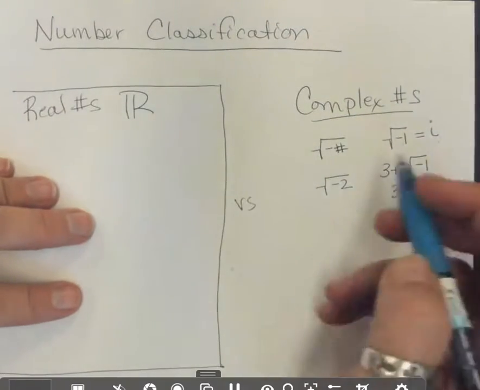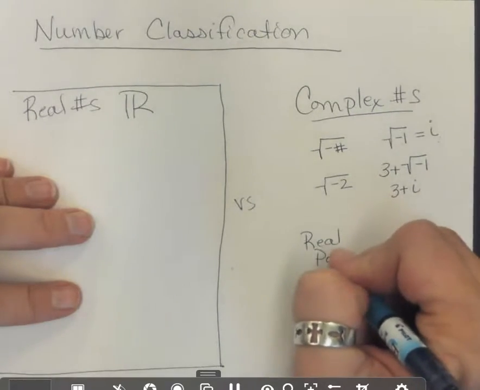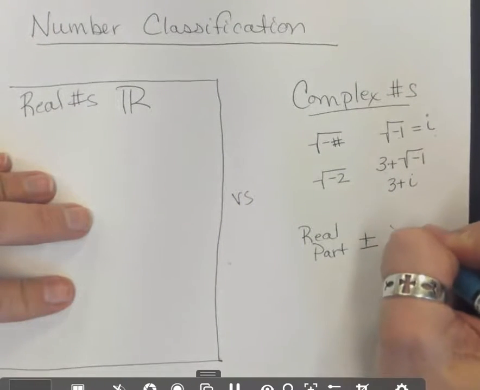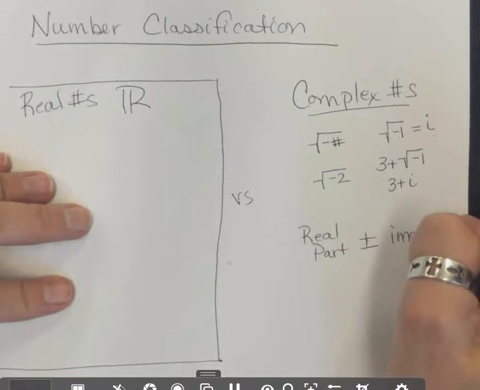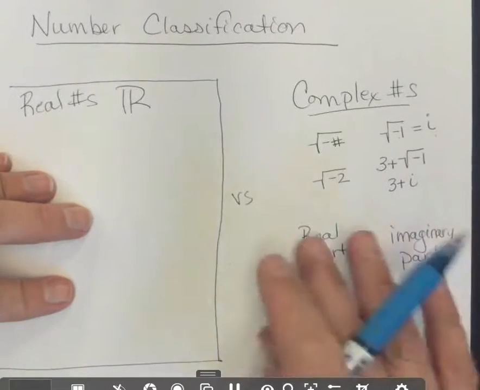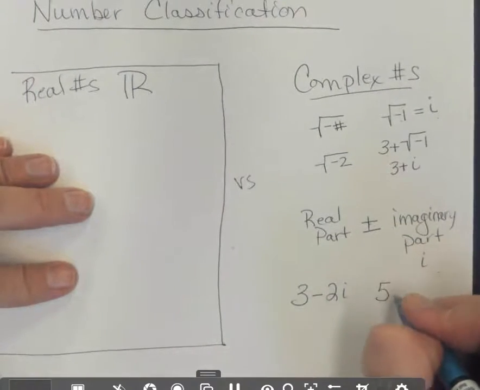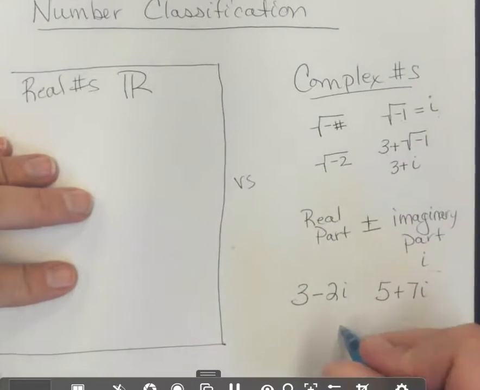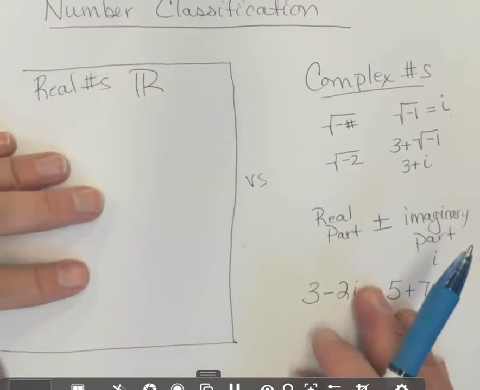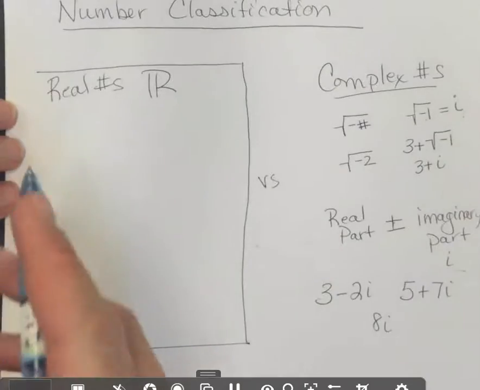So every complex number has a real part. Sometimes that's 0. So we have a real part plus or minus the imaginary part. That's the part that has i in it. That portion always goes at the end. So we maybe have 3 minus 2i. Maybe have 5 plus 7i. Or maybe we just have 8i. The real part would be 0 in that one. So those are all complex numbers. And we're going to look at how to add, subtract, multiply, and divide those in this video.